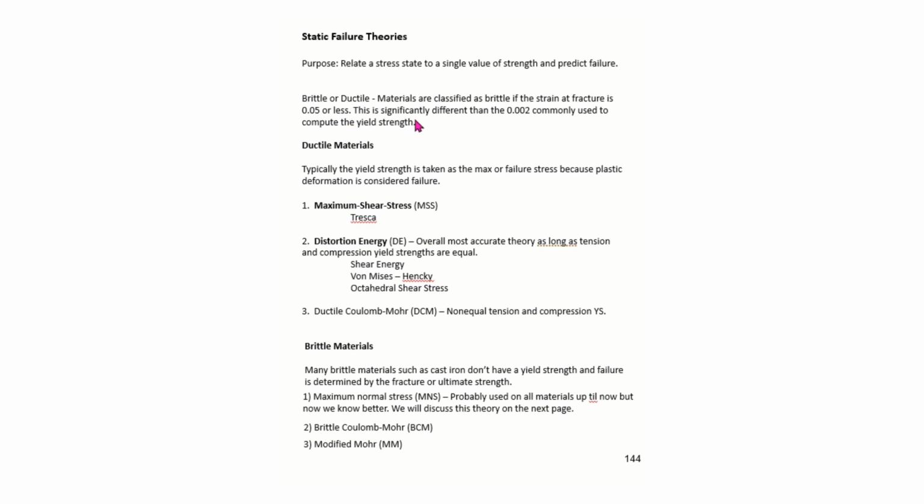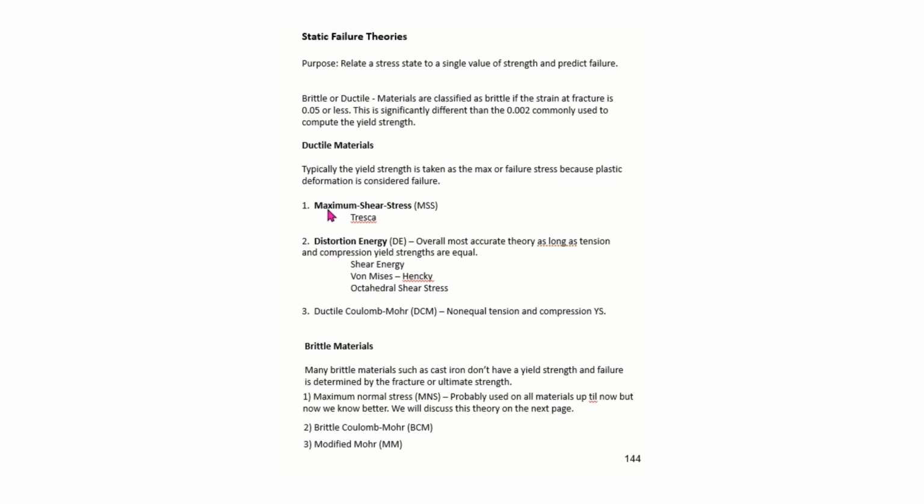So this is one of those numbers that you keep in the back of your mind and remember when you're dealing with static failure theories. If the strain is less than 0.05, then you're brittle. And if the strain is greater than 0.05 at failure and the material stretches more than this 0.05, then you are classified as a ductile material. We'll focus a little bit on both, but mainly what we'll talk about in this class are ductile material failure theories. And we'll look at these three here.